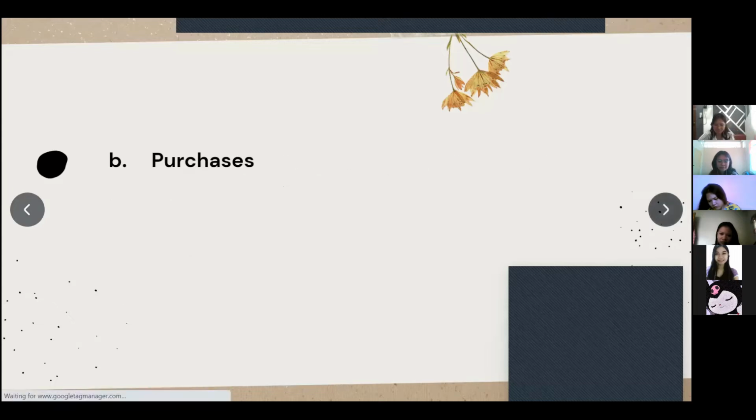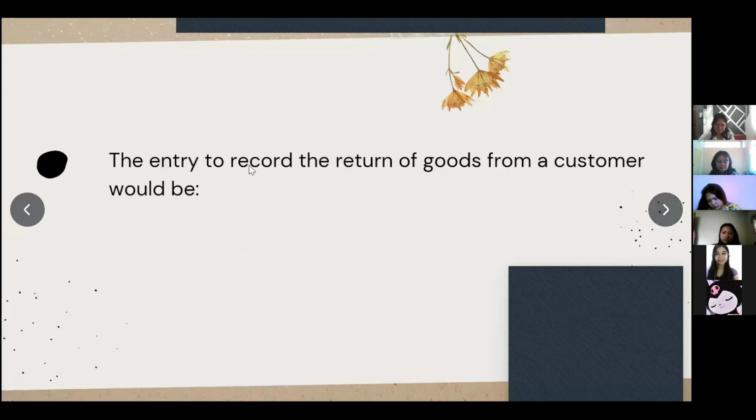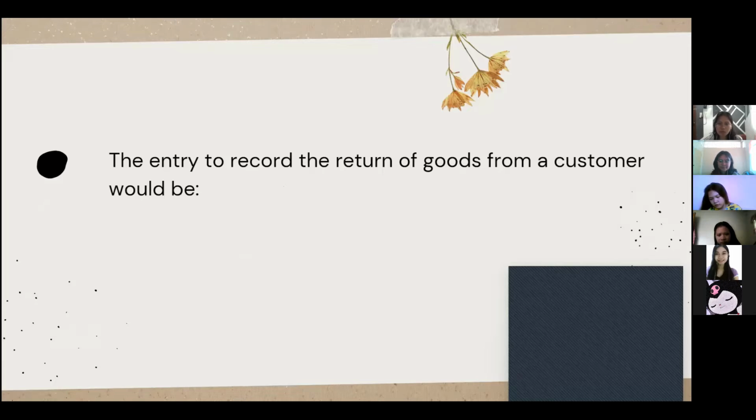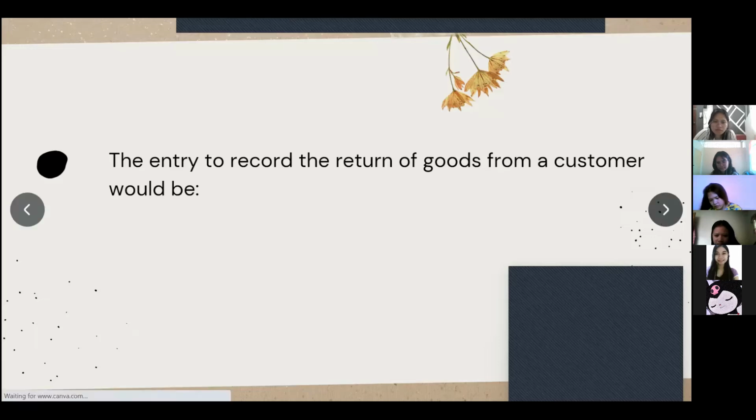Ito, entry ulit tayo. The entry to record the return of goods from a customer. Merong binalik yung customer. Okay, so check natin yung sagot. Debit sales returns and allowances, and credit accounts receivable.